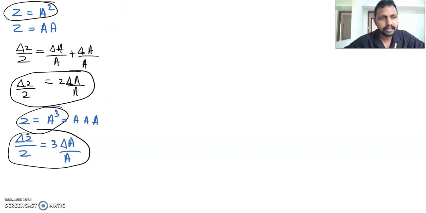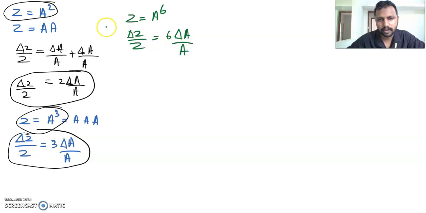Then can I ask you to say the answer for z is equal to a raised to 6. It should be delta z by z is equal to 6 delta a by a. Hope you are getting the pattern. Then let's move further. What if z is equal to a square b cube?